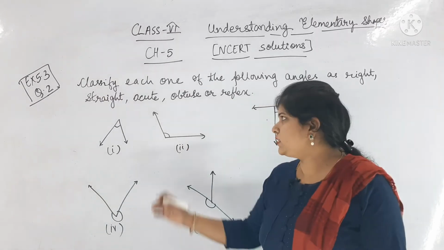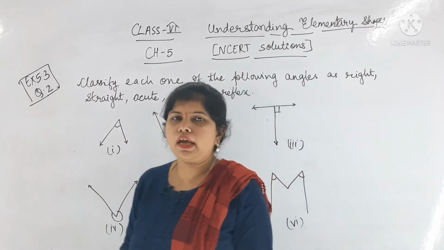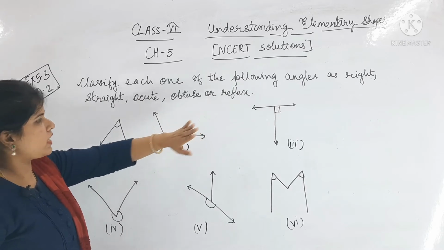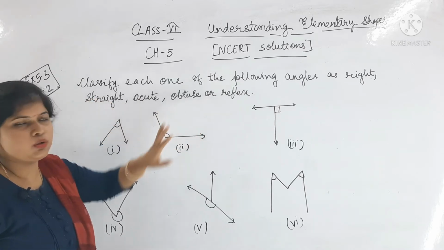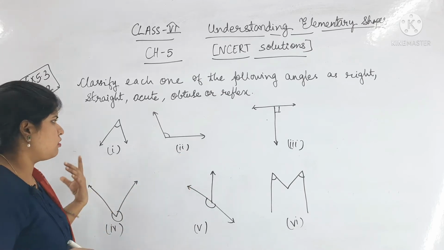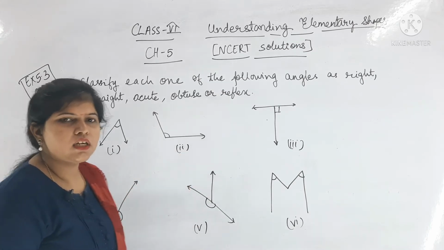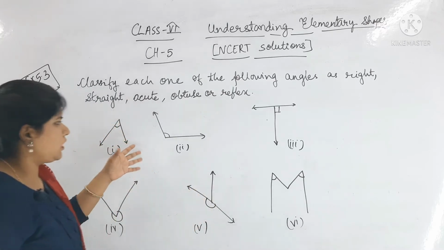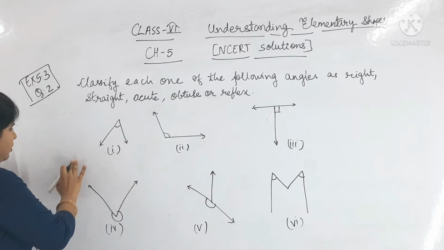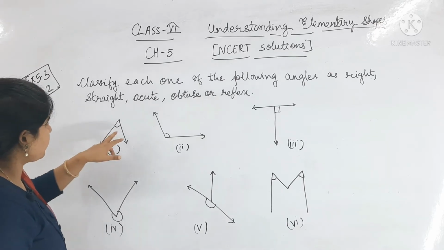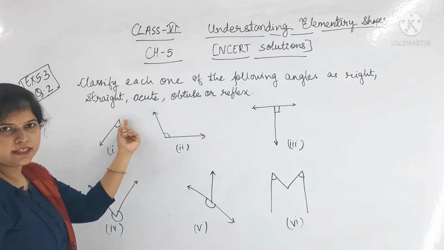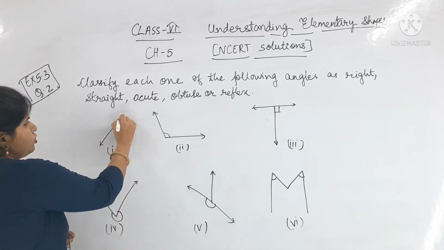Okay students, let's do question number 2. Here you have to classify each one of the following angles as right, straight, acute, obtuse or reflex. Here some figures are given, you have to measure with a protractor or you can easily classify this by mere observation.